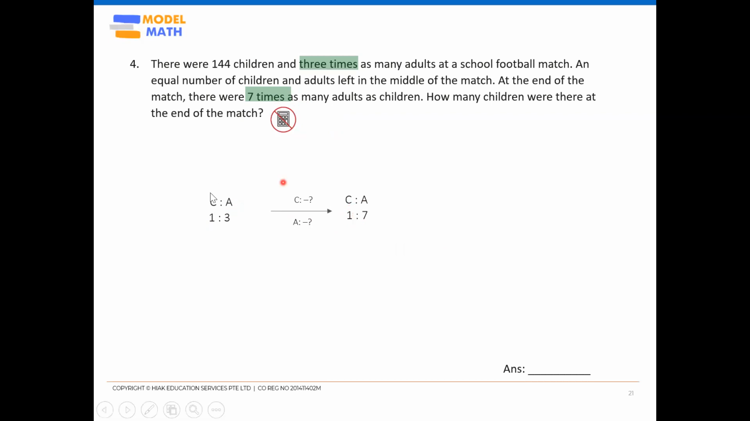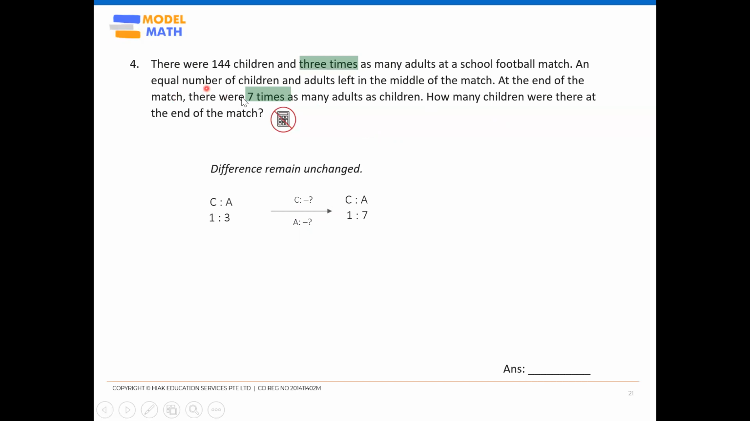Okay, so what is the common base? Now, will children remain the same throughout? Definitely not, because I have a drop in children. Will adults remain the same? Also not, because I have a reduction or a drop in adults. Will the total be the same? Definitely not. My total will decrease because of people leaving the match. Will my difference be the same? Yes, it will be my difference unchanged.